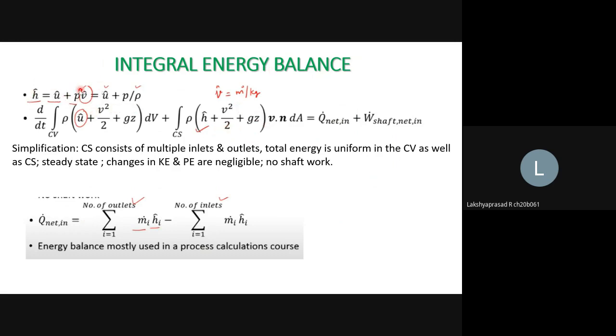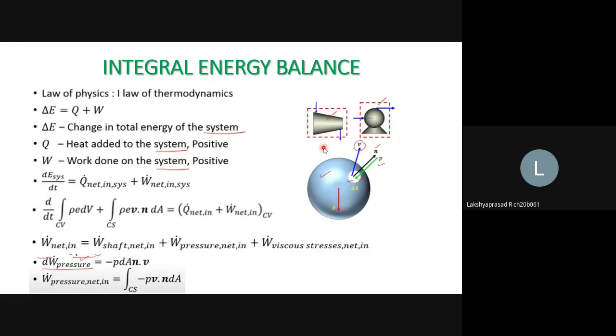Because this P V cap term will be there, U cap plus P V cap will give us H cap. Therefore, the integral over the control surface of rho times H cap plus V square by 2 plus gz, V dot n dA, is the convection term. The transient term remains as such, U cap plus V square by 2 plus gz. Then we have the shaft work and the rate of heat term over here. Shaft work will be there, but we are neglecting the viscous stresses rate of work done over here.